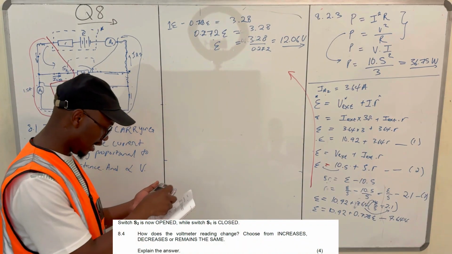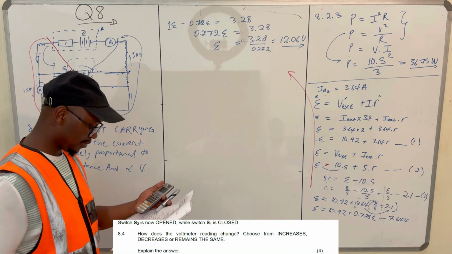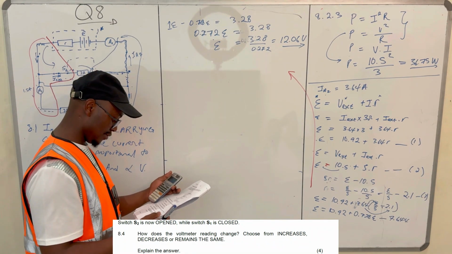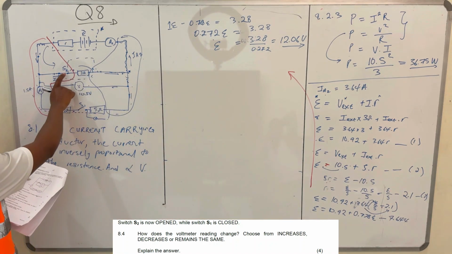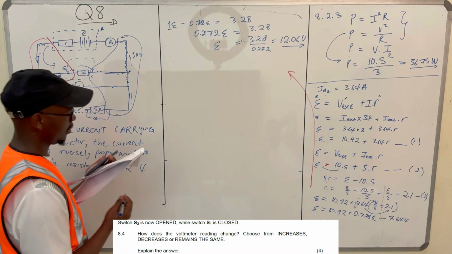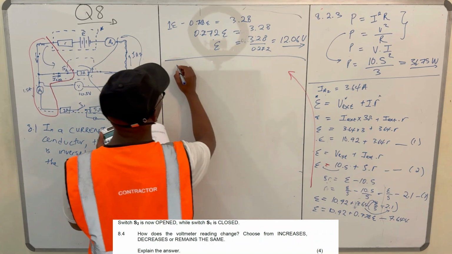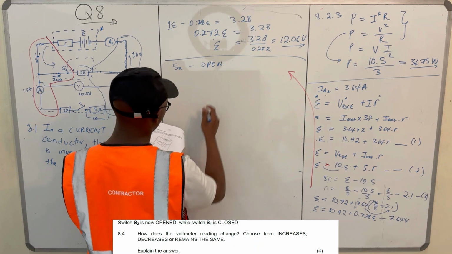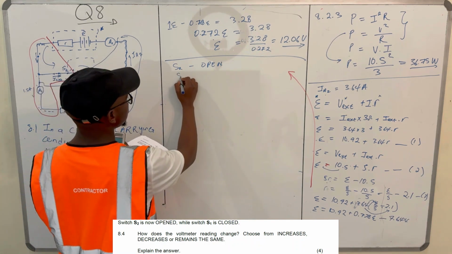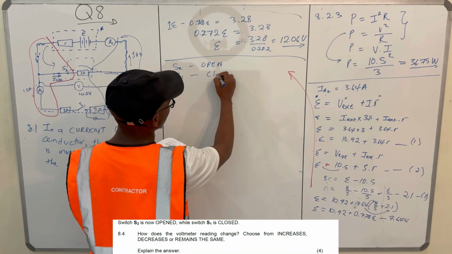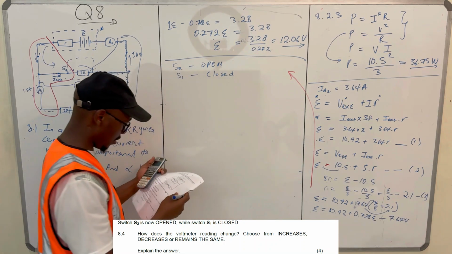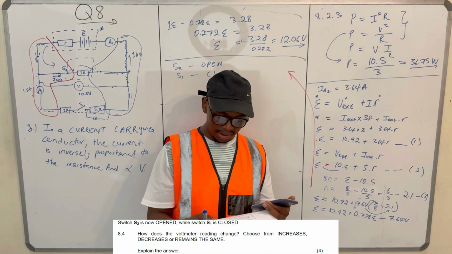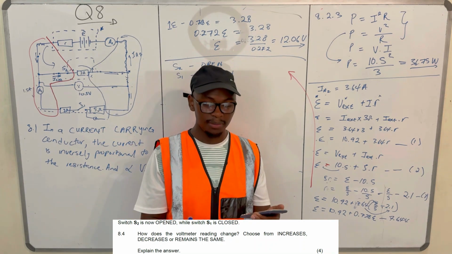Okay, so in the statement, they are saying that switch S2 is now opened. Where is switch S2? Switch S2 is opened. S2 open. S1 is closed. Now, how does the voltmeter reading change? Choose from increases, decreases, or remains the same.